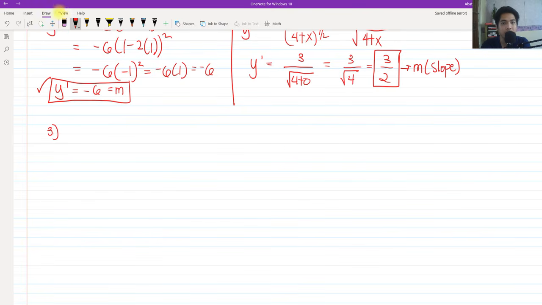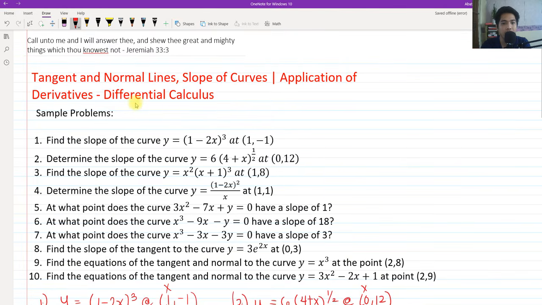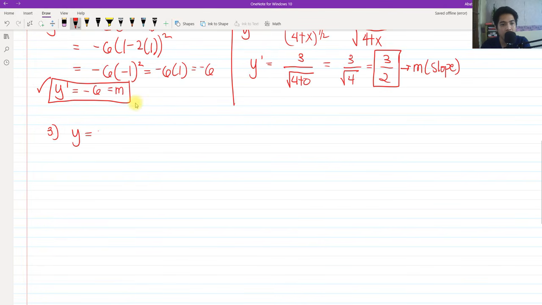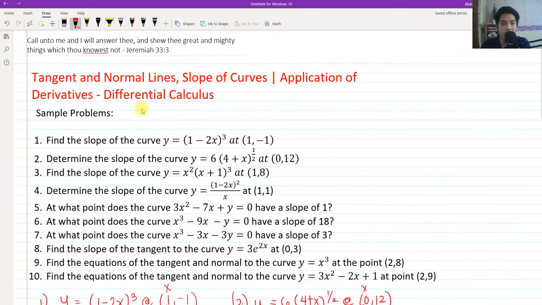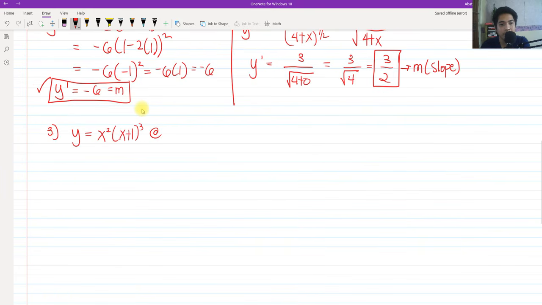So we have, what's that again? y equals x squared times (x plus 1) cubed, at the point (1, 8). So the same process we are going to do here, but take note that this is the derivative of a product since we have x squared multiplied by (x plus 1) cubed.